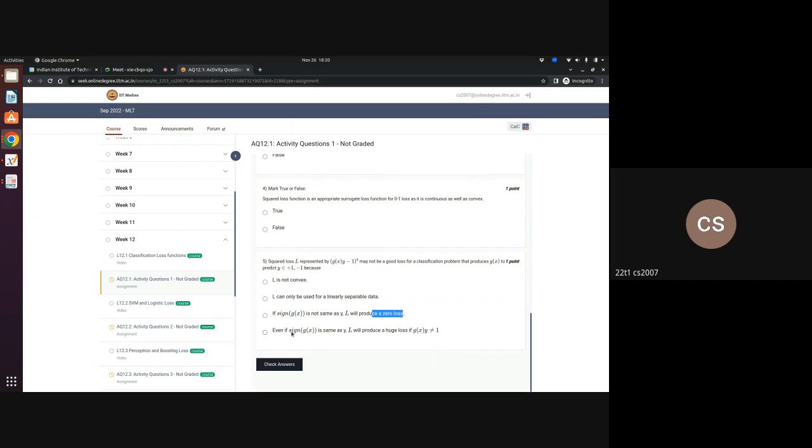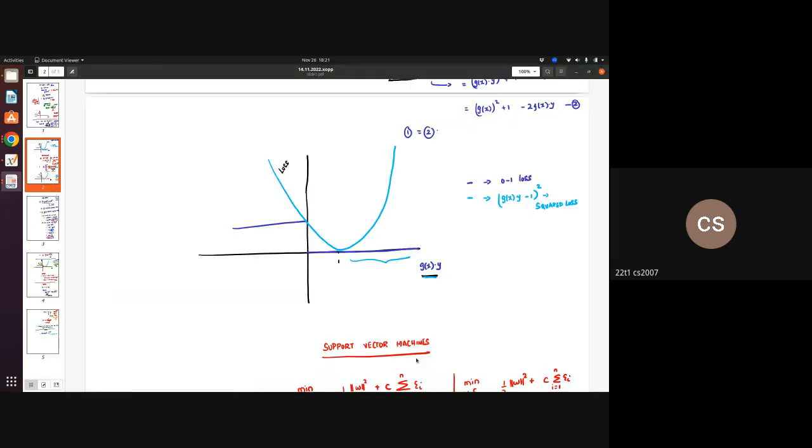Last one. If the sign of W transpose X is the same as Y, which means this will be a positive quantity, L will produce a huge loss if W transpose X is not equal to 1. So this is a huge quantity. Positive or negative doesn't matter, because we are just subtracting 1 and then squaring it up. So this is going to be a huge quantity even if the sign matches. The only point where it will be correct is when W transpose X into Y is equal to 1.